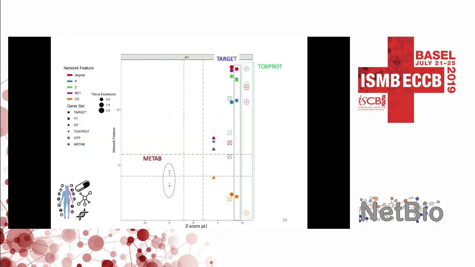And again, when we plot the network features against the gene constraint metric, we observe the separation between these proteins. The ToxProt proteins are the ones that have a high centrality in the network and are more intolerant to loss of function mutation, followed by the targets, while the METAP genes show low centrality measurements and are more tolerant to loss of function mutation.